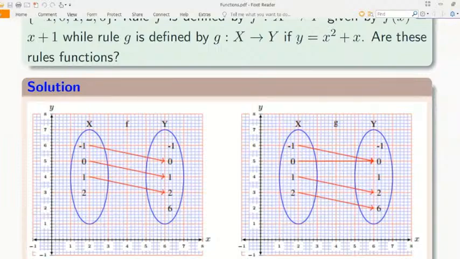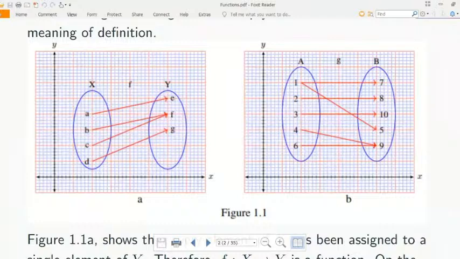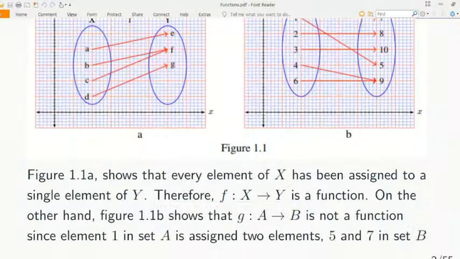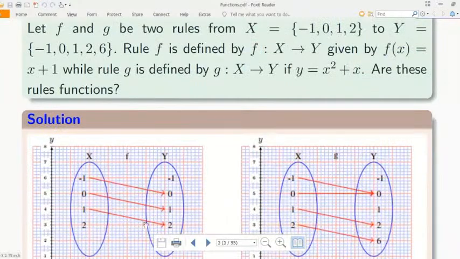Let's go back to the definition. The definition says that a function f from a set A to a set B is a rule that assigns to each element of A exactly one element in B. So that definition disqualifies our f here from being a function, because each element in A must be assigned, but 2 has not been assigned.